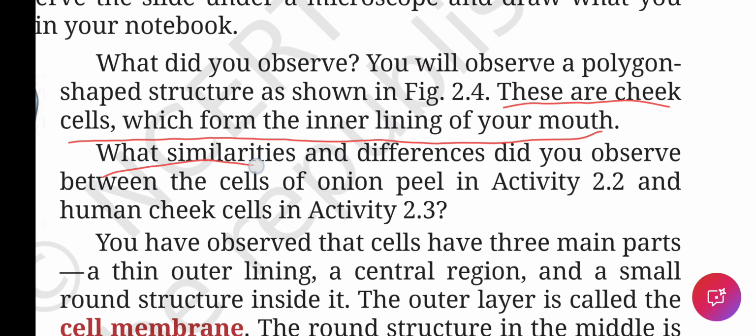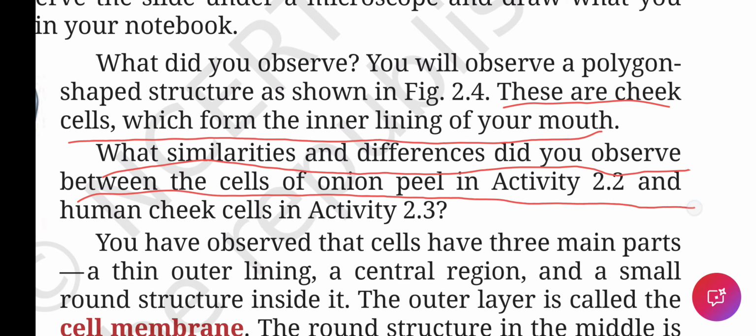These are cheek cells, which form the inner lining of your mouth. What similarities and differences did you observe between the cell of onion peel in activity 2.2 and human cheek cell in activity 2.3?